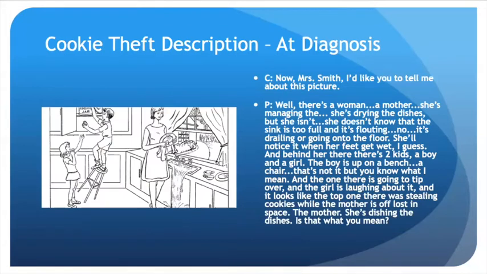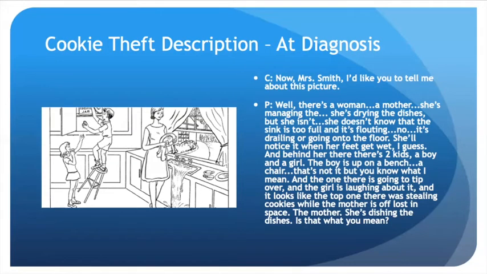Here's an example of a description that a client gave of the Cookie Thief picture at diagnosis, so early. Clinician: Now, Miss Smith, I'd like you to tell me about this picture. Patient: Well, there's a woman, a mother. She's drying the dishes, but she isn't. She doesn't know that the sink is too full and that it's flouting. No, it's trailing or going onto the floor.